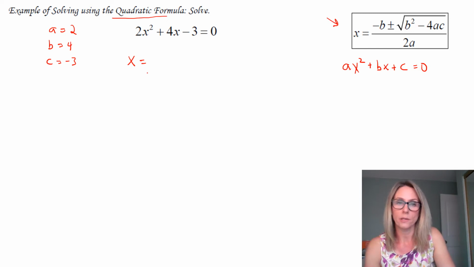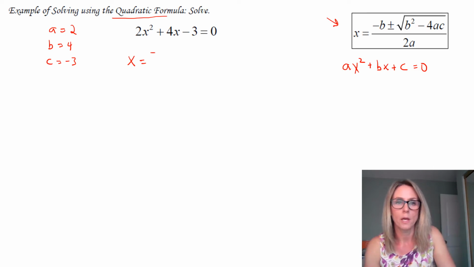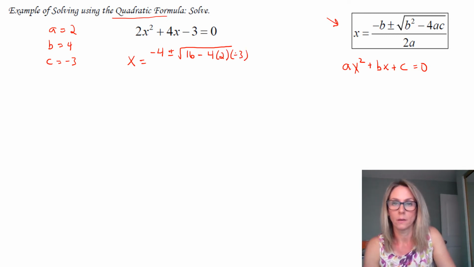It's just telling me that my solutions are going to be negative b, and again, you can pause this and see if you can plug in the correct values. So negative b, which in our case is negative 4, plus or minus the square root of b squared, which is 16, minus 4ac, all over 2a, so 2 times 2.